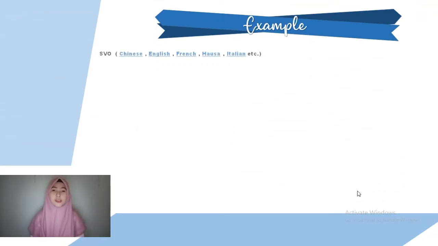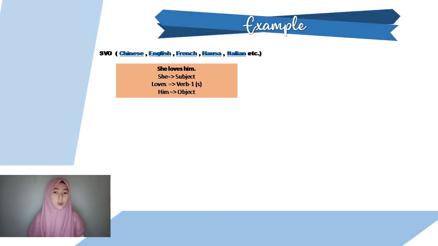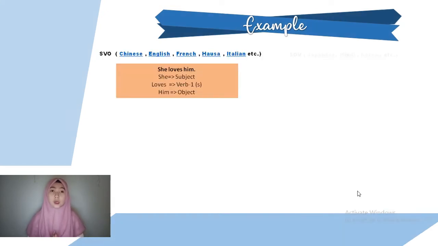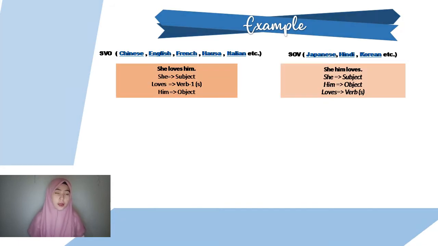For example, SPO is used in Chinese, English, French, Hausa, Italian, and so on. For example, she loves him. She is subject, loves is verb, him is object. SPO. Okay, next, SOV is used in Japanese, Hindi, Korean, and so on. For example, she, him, loves. She is subject, him is object, loves is verb.